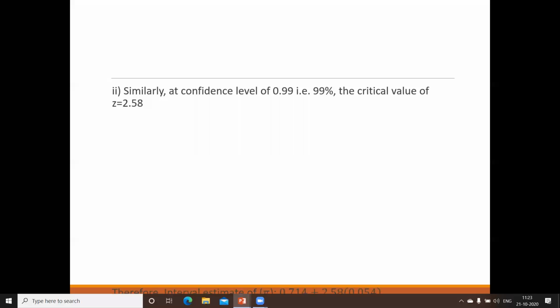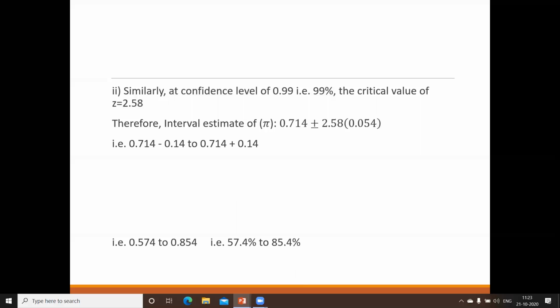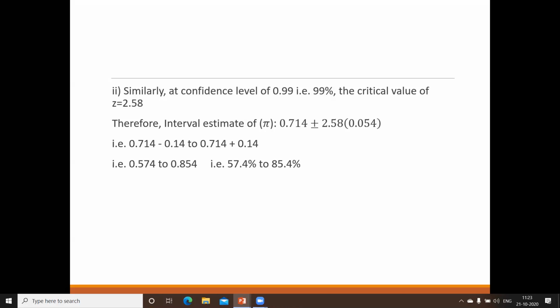Okay, so using this value 2.58, I can do the calculation, and the values will lie between 57.4% to 85.4%. Now this is at 99% confidence level. Your estimated percentage of college students is 57.4% to 85.4%.